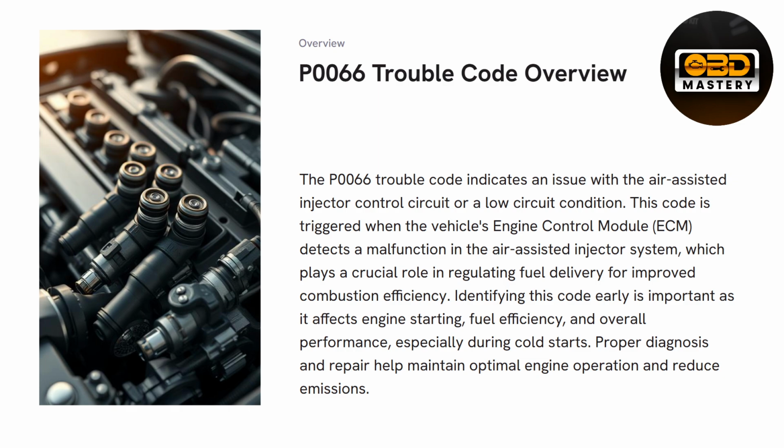Now, trouble code overview. What exactly is it? It has to do with the air-assisted injector control circuit or a low circuit condition. This code is triggered when the vehicle's ECM detects a malfunction in the air-assisted injector system, which plays a crucial role in regulating fuel delivery for improved combustion efficiency. Now, identifying this code early is important as it affects engine starting, fuel efficiency, and overall performance. Especially during cold starts, proper diagnosis and repair help maintain optimal engine performance and operation and reduce emissions.